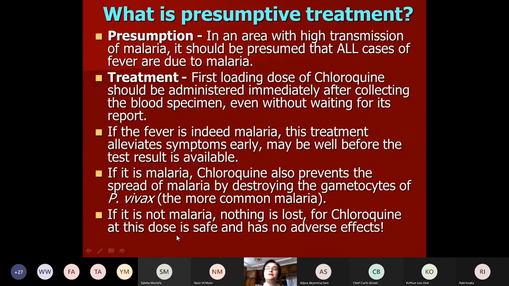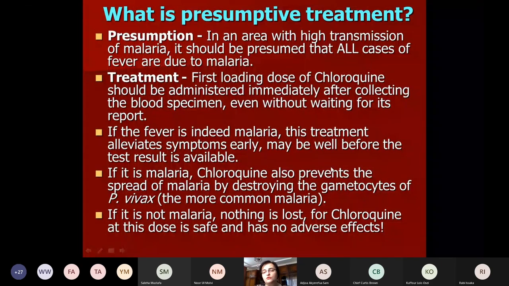What does presumptive treatment of malaria mean? Presumption. In an area with high transmission of malaria, it should be presumed that all cases of fever are due to malaria. It doesn't matter. Fever means malaria. Treatment: the first loading dose of chloroquine should be administered immediately after collecting the blood specimen, even without waiting for its report. If the fever is indeed malaria, this treatment alleviates symptoms early, maybe well before the test result is available.